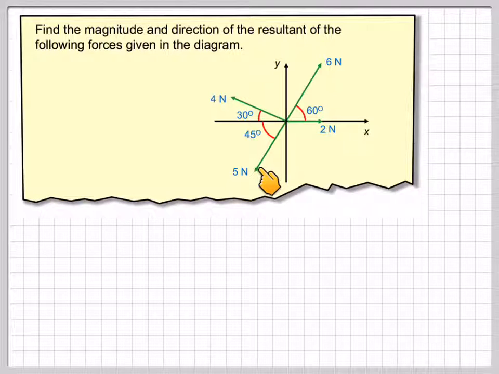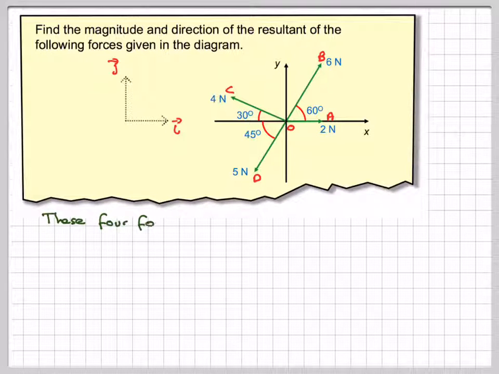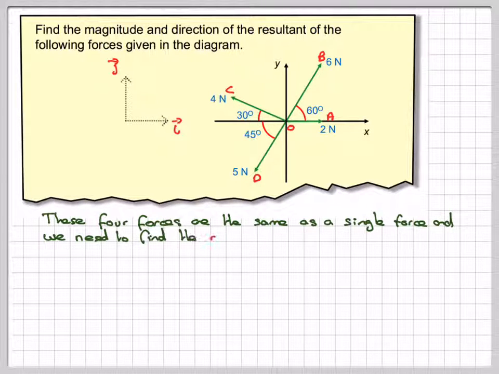And finally a force, 5 newtons at 45 degrees to this axis here. If we draw using vectors, so i is a unit vector in the x direction, j is a unit vector in the y direction, and now if we label the origin as O, label this one A, B, C, D. Now these can actually be represented by a single force, and we need to find the resultant vectors.